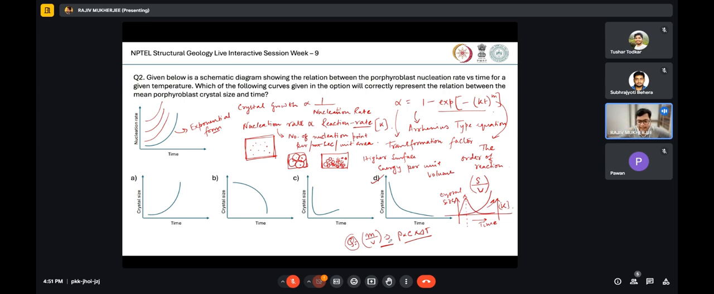So increasing the nucleation rate can occur in either way. Either you can increase the thermal energy very quickly, or you can decrease the thermal energy very quickly. You will get the same result, right?